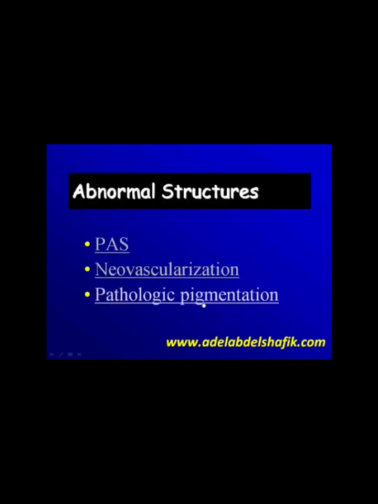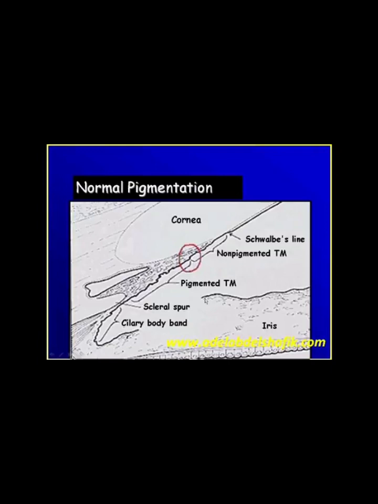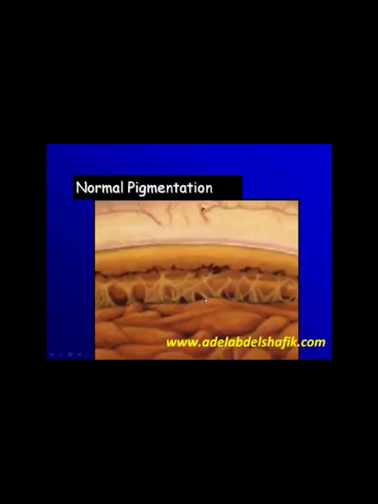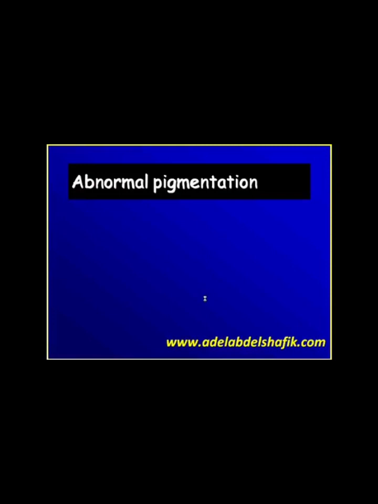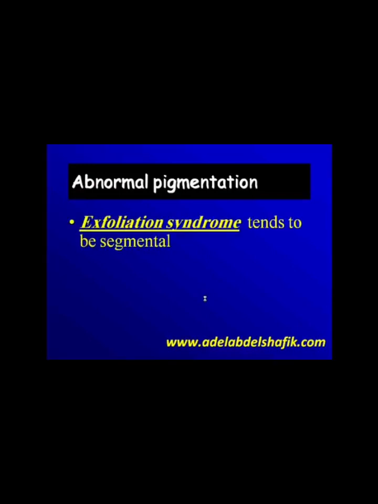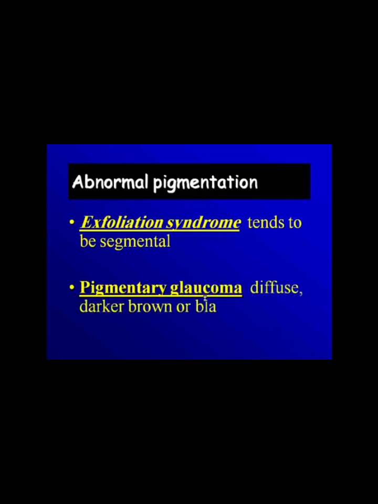The last thing is the amount of pigmentation in the angle. Normally there is some pigment on the normal trabecular meshwork. But abnormal pigmentation can be found in exfoliation syndrome, heavy pigmentation. It used to be segmented in areas of the circumference. In pigmentary glaucoma, it's a diffuse pigmentation all over.